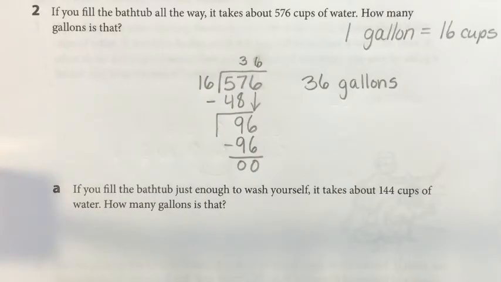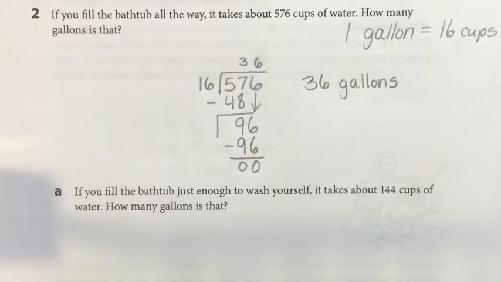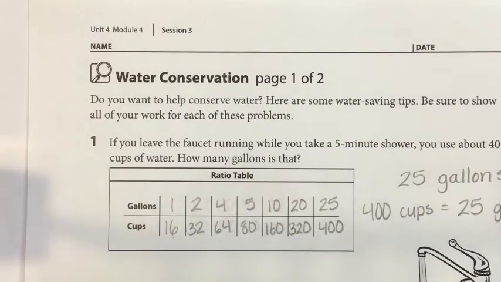Now we're on problem A. If you fill the bathtub just enough to wash yourself, it takes about 144 cups of water. How many gallons is that? Well, what we're going to do is we're going to use long division again, but I'm going to show you our ratio table that we did in the previous page to help you think about the gallons and the cups. So here's the ratio table that we did on the other page, and if you look, you can use this to help you figure out those long division problems.